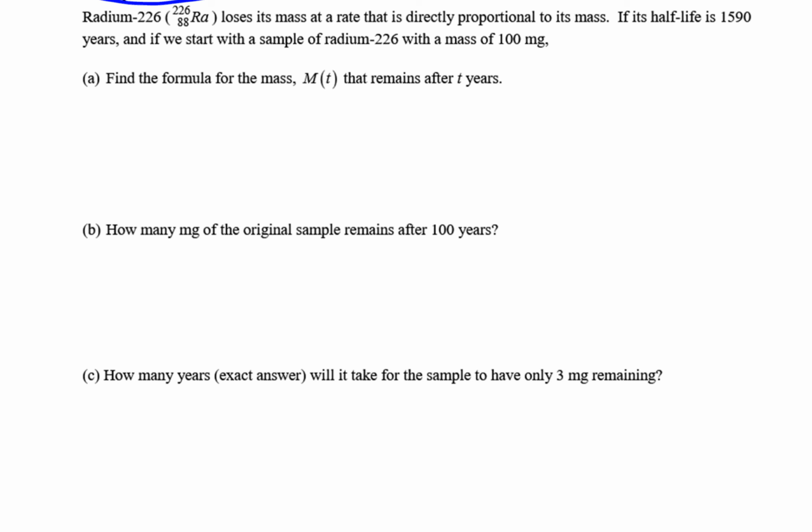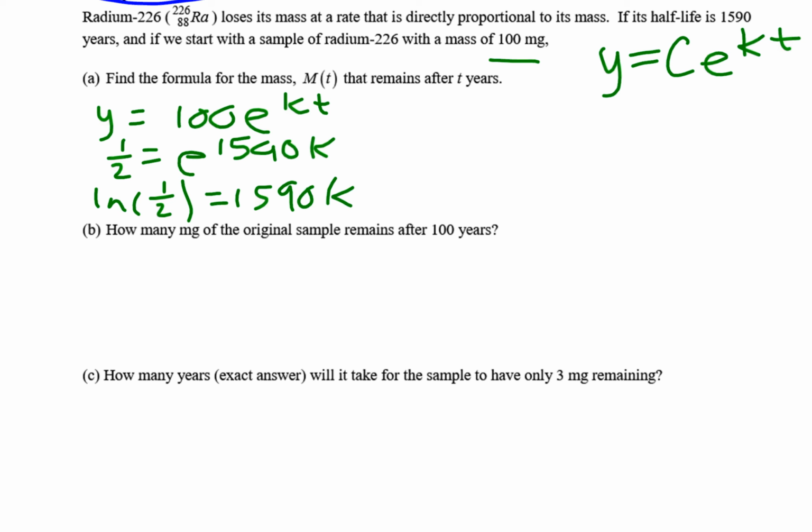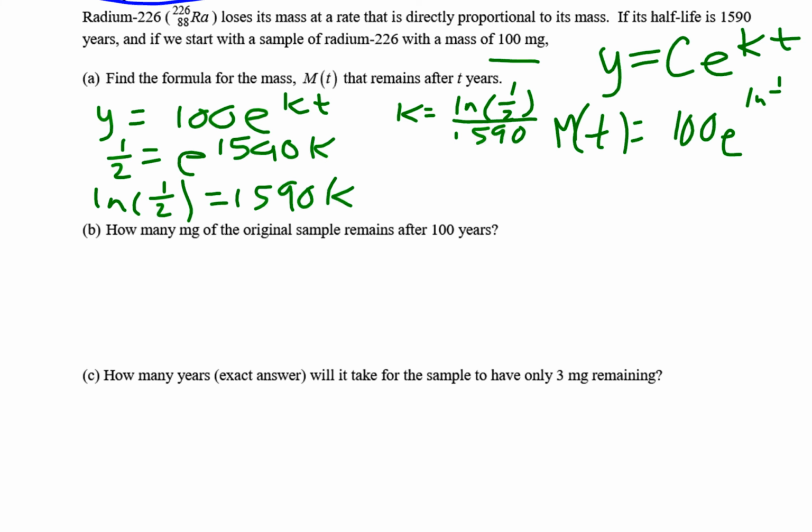So we are talking about radium, and we're working with equations of this type. We have an initial mass of 100 milligrams, and it has a half-life. That means half of it will be remaining after 1,590 years. It's a long time. So if we take ln of both sides, that means k equals ln 1/2 divided by 1590. We can clean this up, but I'm going to show you one form of the equation: 100 e to the ln of 1/2 over 1590 t.